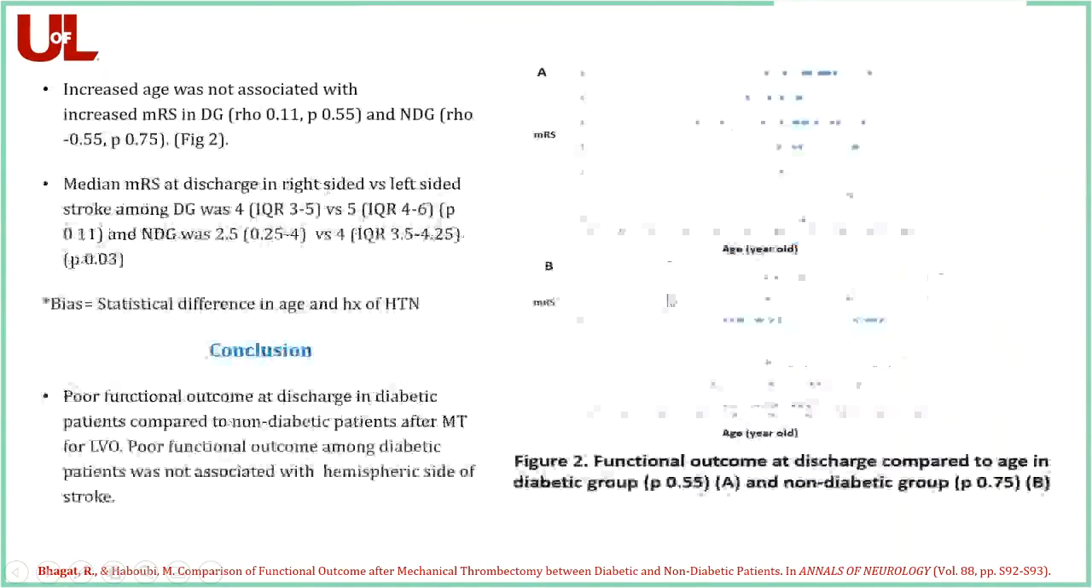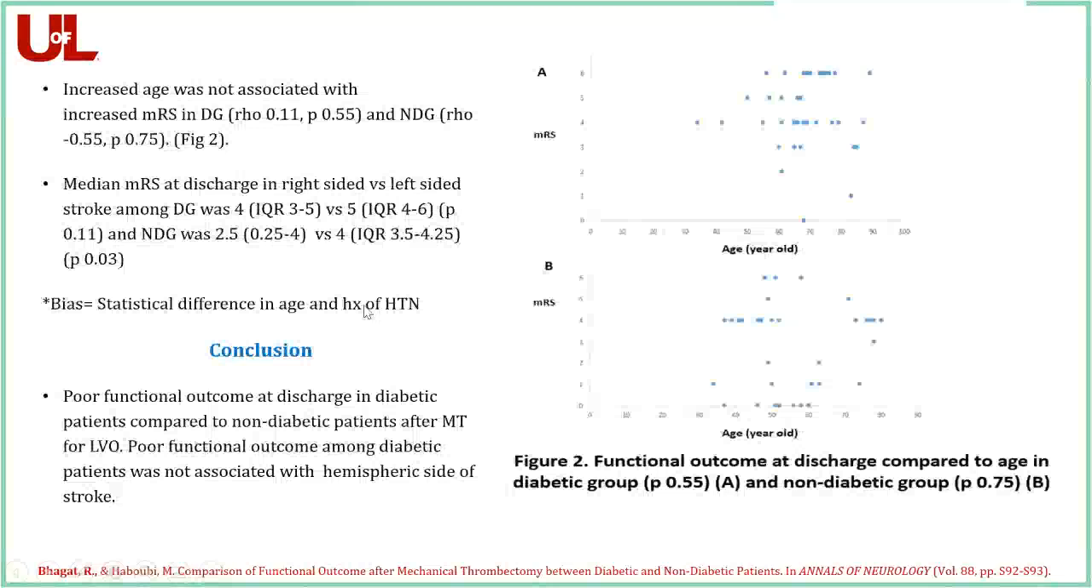Further, our study also showed there is no difference between the left and the right MCA stroke outcome if the patient is diabetic. There were a lot of biases in our study regarding the sample size, excluding the age and the hypertension. We did not do the age adjustment and the history of hypertension adjustment.